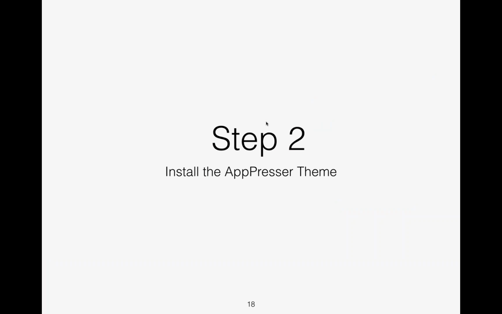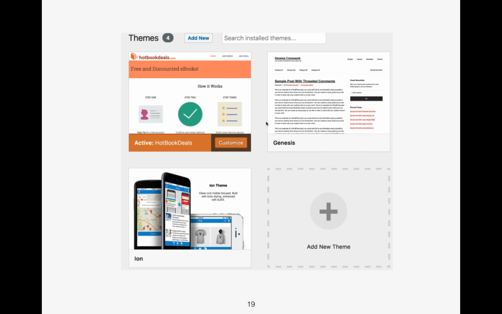Once you get those installed and activated, next we're going to install the AppPresser theme. Installing a theme is exactly similar to installing any other theme on your WordPress website. The only difference here is that in this particular case, I'm using the Ion theme for my app. But you'll notice that it is not the active theme on the site, and that's on purpose. If it was the active theme, then all the visitors who are coming to my site in their browser would actually be seeing that mobile theme, and that's not what I'm looking to do, and that's not what AppPresser needs.